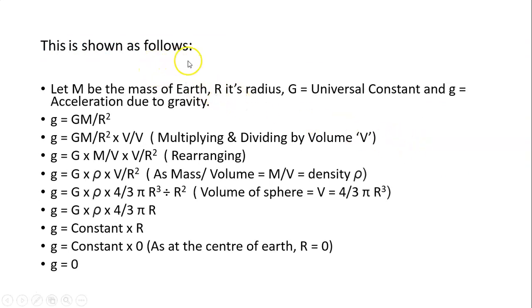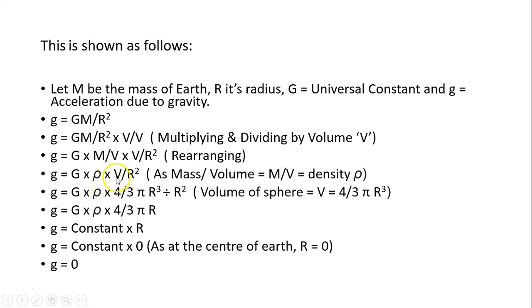This is shown as follows. Let m be the mass of earth, r its radius, G the universal constant, and small g is acceleration due to gravity. We have g is equal to G into m divided by r square. Multiplying and dividing by volume v, we get g is equal to G into m divided by r square into v upon v. Rearranging, we get G into m upon v into v upon r square. M upon v is density, mass upon volume.